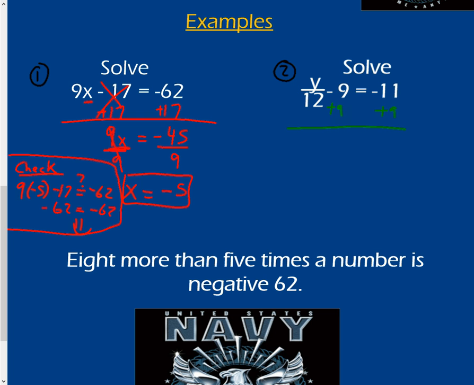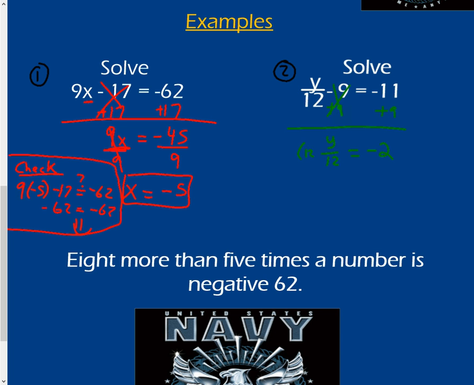And the divider is that equal sign. So this will cancel each other out. It becomes 0. We just have y divided by 12 equals whatever -11 plus 9 is. What is it? It is -2. Now, we have one step left. That operation that's on the left is division. So the inverse is multiplication.